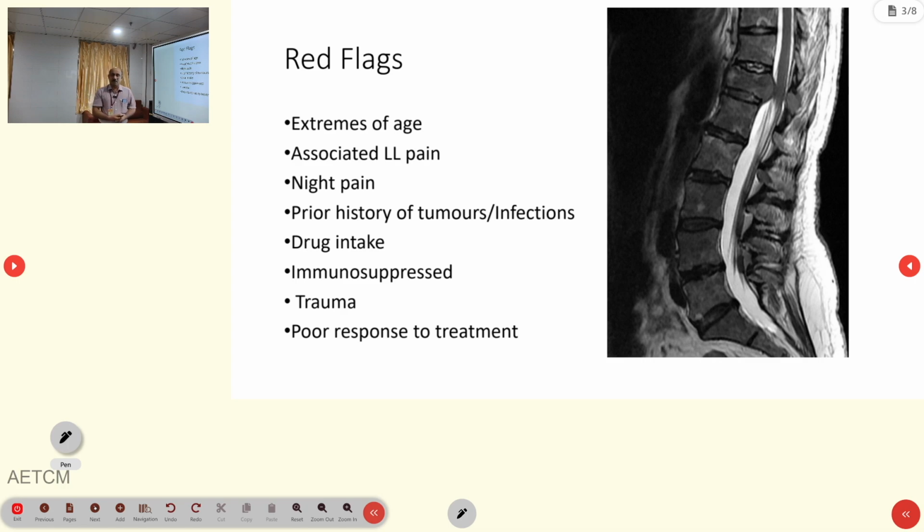Some of those drugs like long-term steroid intake, patients on long-term anti-epileptics might have osteoporosis, and these are the patients who might have small fractures. So you need to investigate them as well. So also patients who are immunosuppressed, these are the patients who can have infections. A history of trauma is also very important. When you have a history of trauma, you would want to image immediately. And whenever there is a patient who is not responding to normal treatment, you want to investigate them further.